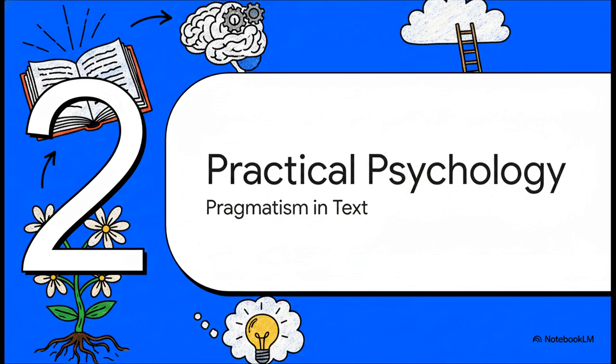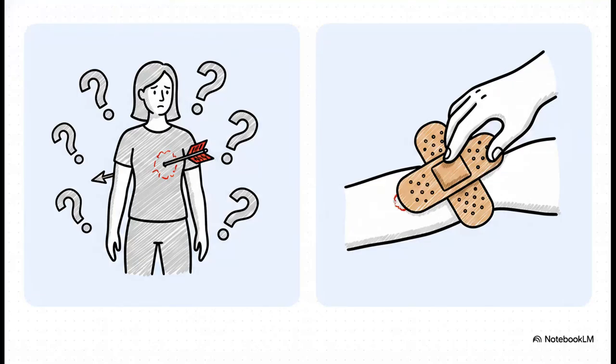Let's get into Section 2, Pragmatism and Practical Psychology. This pragmatism is captured so beautifully in the famous poisoned arrow analogy from the Kula-Mallyonavada Sutta. Picture this. A monk demanded to know the answers to these incredibly deep metaphysical questions. Is the universe eternal? What exactly happens after we die?